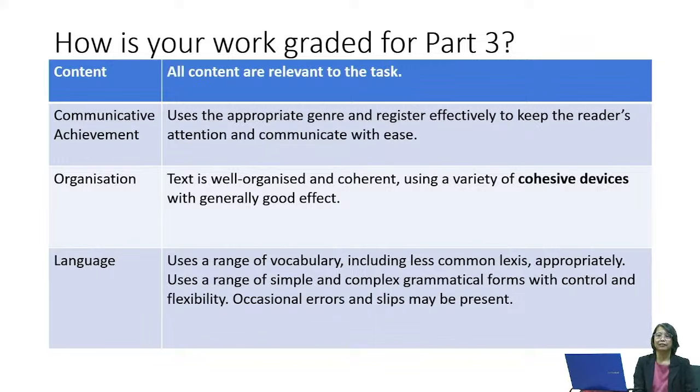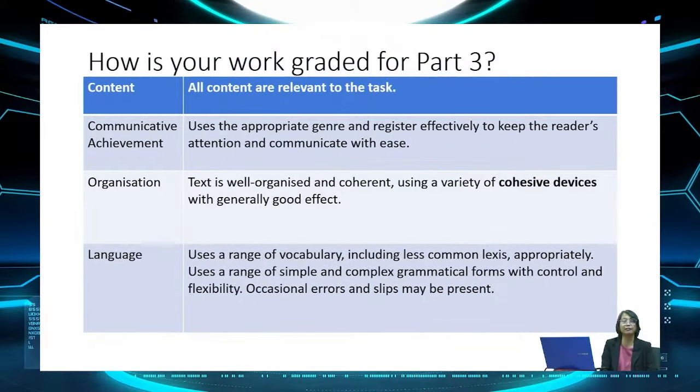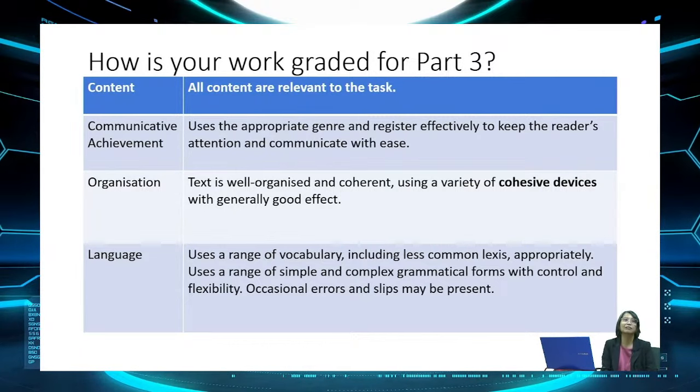Except for now, content is still similar to part 1 and 2. Whatever you write, as long as the task is fulfilled, you will get full marks for content. However, for communicative achievement, organization and language, now it's stricter. As you can see, for communicative achievement, in order to score well, you need to use the appropriate genre and register, which is actually the conventions of the communicative task, effectively to keep readers' attention and communicate with ease. For organization, you need to use a variety of cohesive devices with generally good effect. So for this part, linking words like and, because, it's not enough for you to score well.